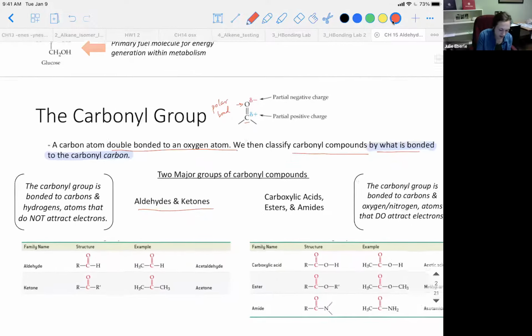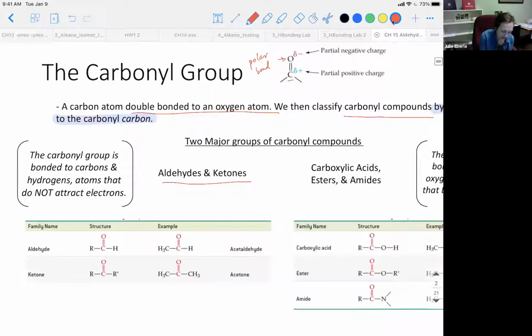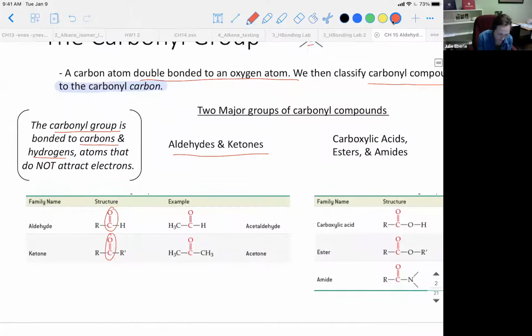So why are we classifying aldehydes and ketones together? I want to read this. The carbonyl carbon here is bonded to either carbons or hydrogens. So if you're looking at these carbonyl carbons right here, these little R's and H's are just either carbons or hydrogens. So in an aldehyde, the carbonyl carbon is bonded to a carbon on one side, a hydrogen on the other. In a ketone, the carbonyl carbon is bonded to carbons on either side. Now we know carbons and hydrogens are not electronegative atoms. They don't really strongly attract electrons, okay? And that's what I'm saying right here, that these are atoms that do not attract electrons, and that's gonna affect how the functional group behaves.